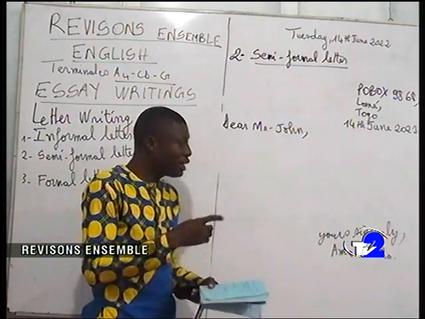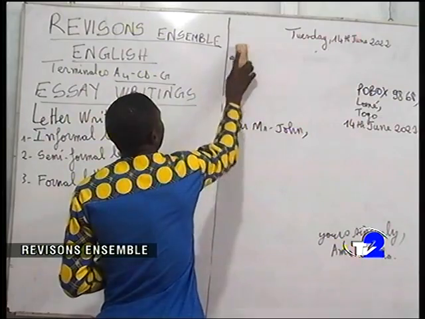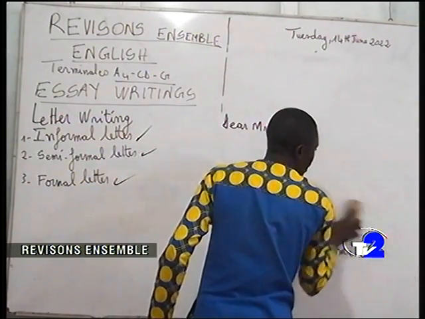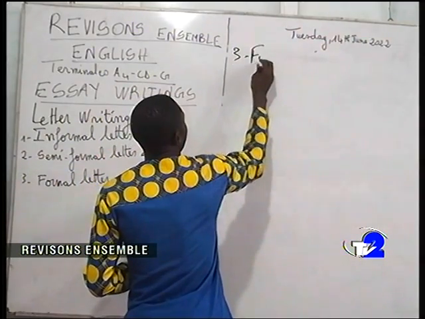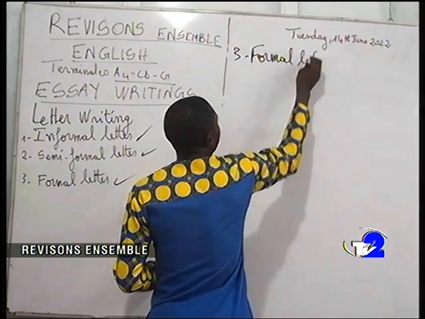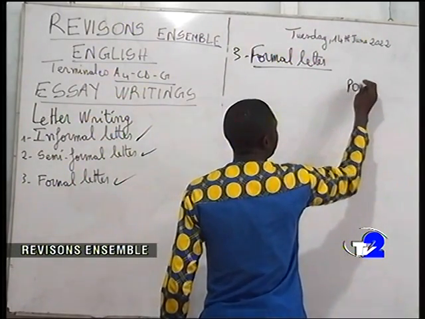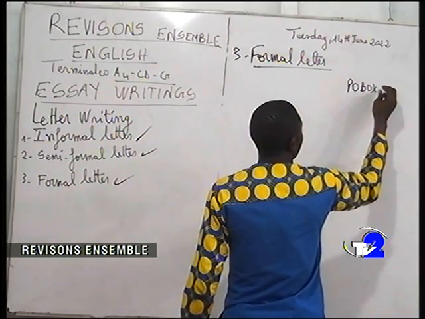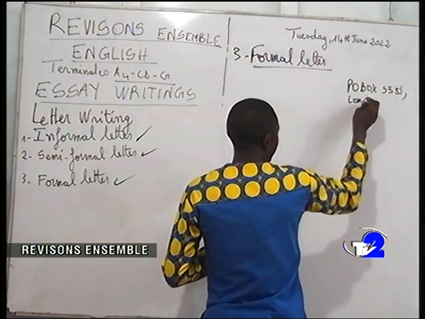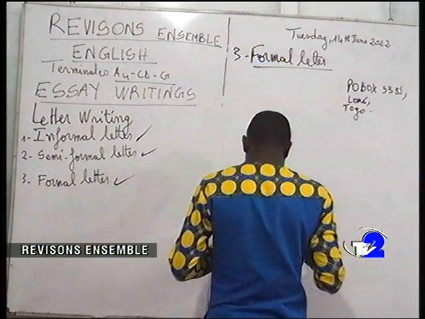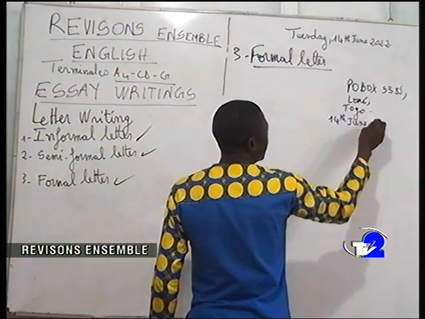Now let us talk about the presentation of the formal letter. How are we going to present the formal letter? The presentation. You have your address here. It can be P.O. Box 5335, comma Lomé, comma Togo. Full stop. The date of today is 14th June, comma 2022.